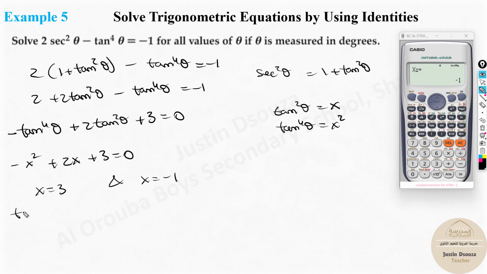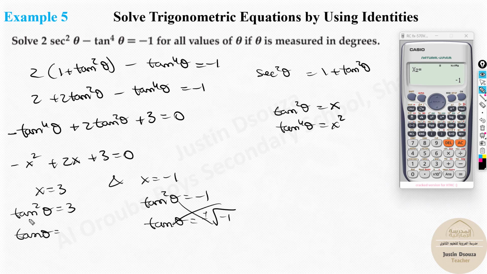Now what is x? We initially assumed x to be tan square theta, so tan square theta equals 3. Over here, again, tan square theta equals minus 1. Can a square be negative 1? How do you solve this? Basically, you have to take the square root on both sides. Tan theta will be plus or minus the square root of negative 1, which is an imaginary number. So this does not exist. It's extraneous. It's no solution. What about this one? Take the square root on both sides. It will be tan theta equals plus or minus root 3. So you have two solutions.